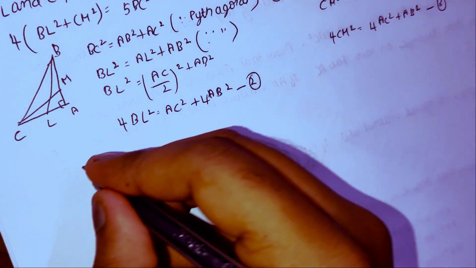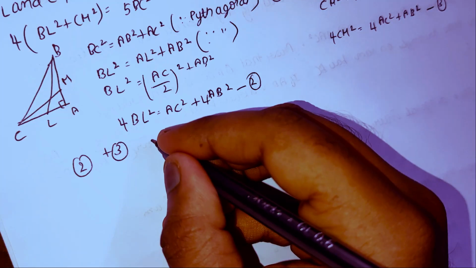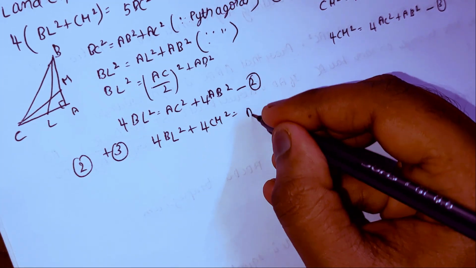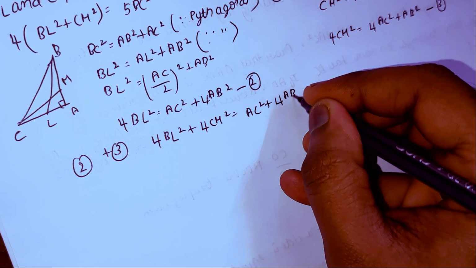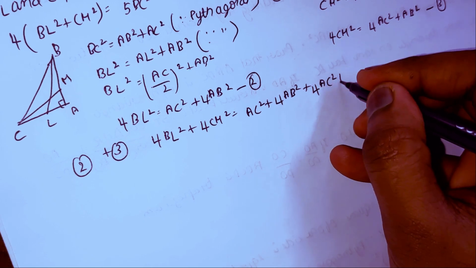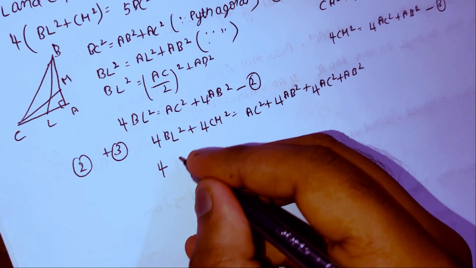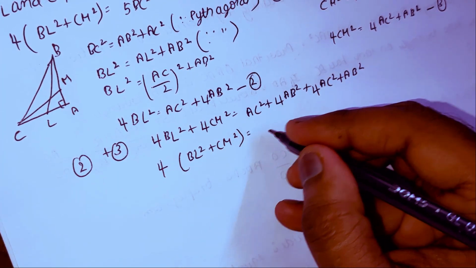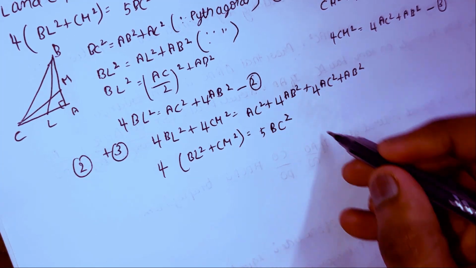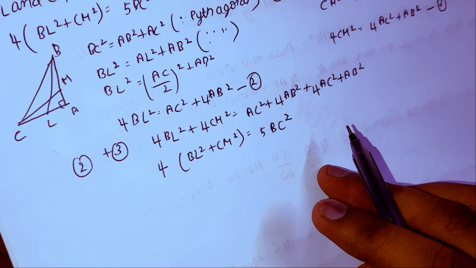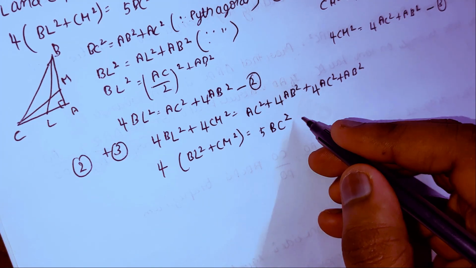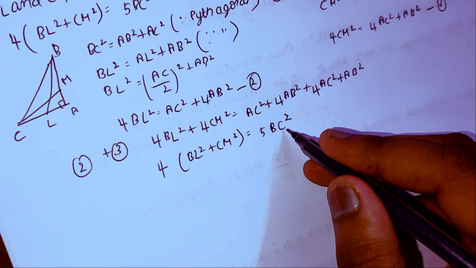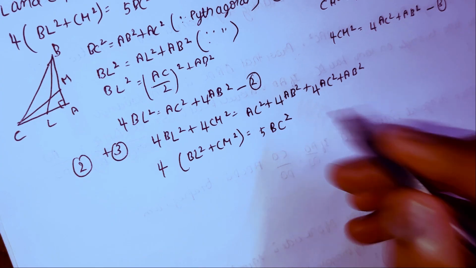Now we will add equations 2 and 3. 4BL square plus 4CM square is equal to AC square plus 4AB square plus 4AC square plus AB square. Take 4 as common: 4 into BL square plus CM square is equal to 5 into AB square plus AC square, when you take 5 as common on this side. That AC square plus AB square is nothing but BC square. This is from equation 1, that is Pythagoras theorem.